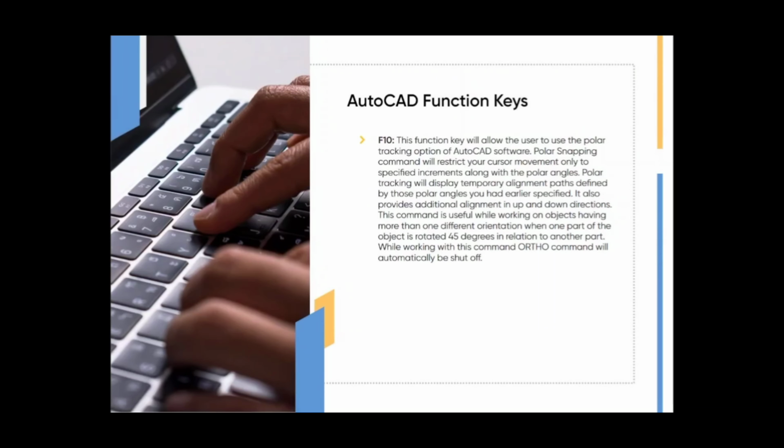F10. This function key will allow the user to use the polar tracking option of AutoCAD software. Polar snapping command will restrict your cursor movement only to specified increments along with the polar angles. Polar tracking will display temporary alignment paths defined by those polar angles you had earlier specified. It also provides additional alignment in up and down directions.